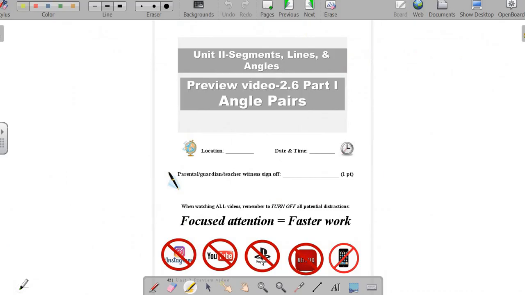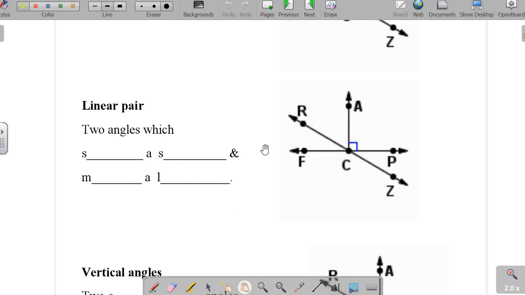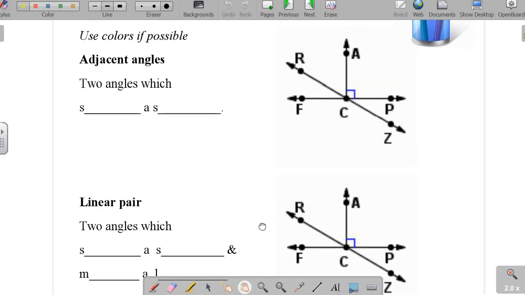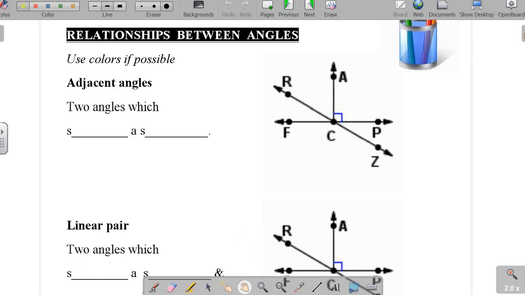Taking a look here, don't forget date, time, location, as well as a parental sign-off. We're going to be talking about angle pairs. Last time was how angles can be added. Now we're specifically going to talk about different types of angles as related to pairs of angles. Colors really make this helpful. Pairs of angles.